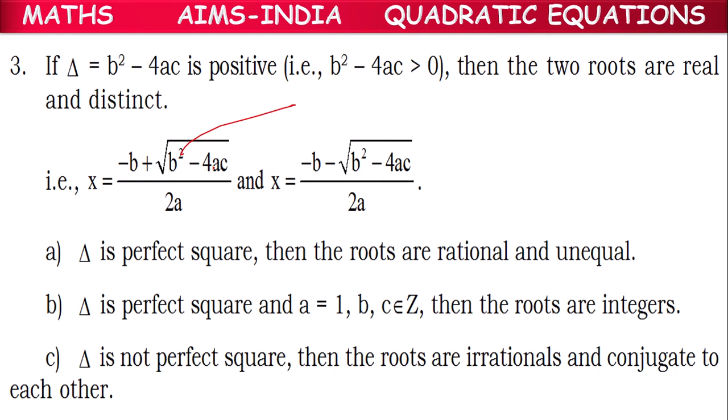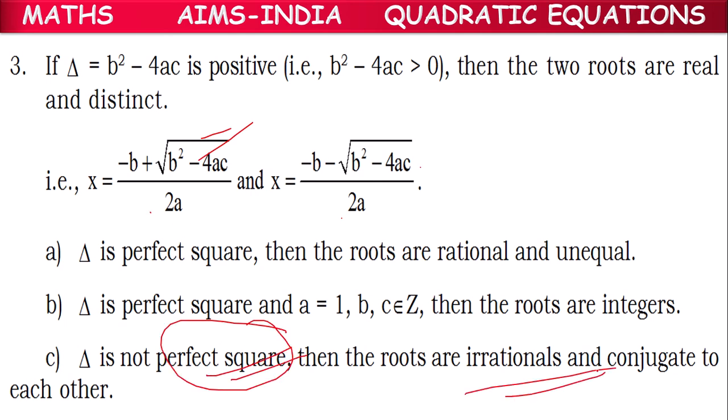Suppose the discriminant is a perfect square, then the roots are rational numbers, but unequal. If a in the denominator part is 1, then the roots are integers. Suppose the discriminant is not a perfect square, then the roots are irrational numbers, but they are conjugate. Their product belongs to real numbers.